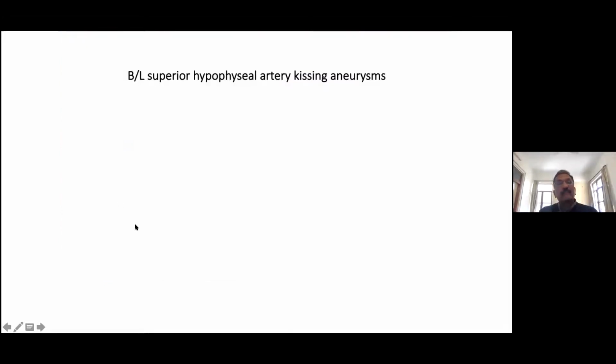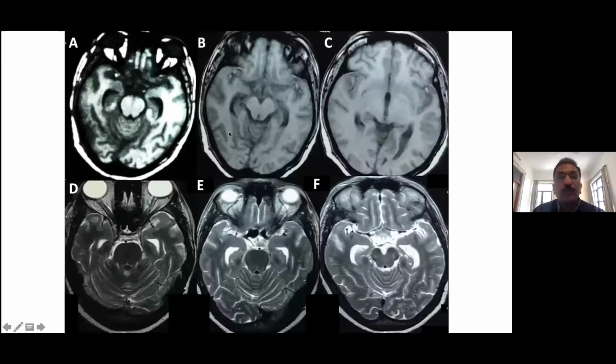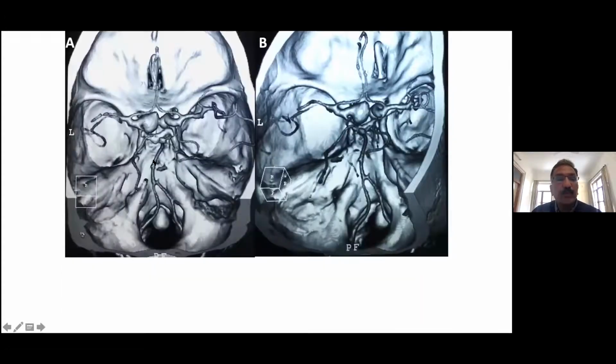My final example is a bilateral superior hypophyseal artery kissing aneurysm that you see here. And you see that this is the angiogram of this patient, and you see the MR angio. You see that there are kissing aneurysms, both of them pointing medially and with their fundi kissing each other in the suprasellar cistern. And here we utilized a unilateral frontotemporal craniotomy to actually get to the aneurysm.